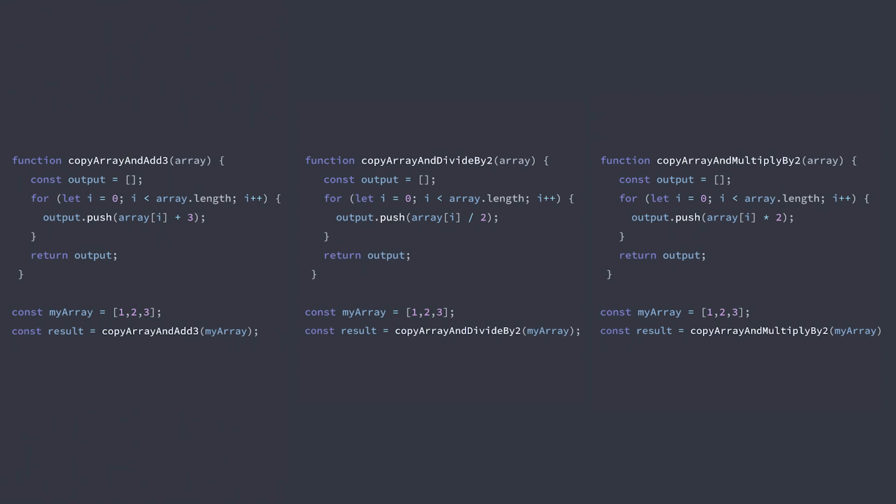Absolutely. Let's be real. Let's look at this. The only thing changing from all of these functions is, first off, the name. It's still ridiculously long, but we're just changing the functionality of the name: copy array and multiply, copy array and divide, et cetera. And we're just changing these 2 characters right here. Multiply by 2, divide by 2, add 3. So we are repeating the same code over and over and over again.